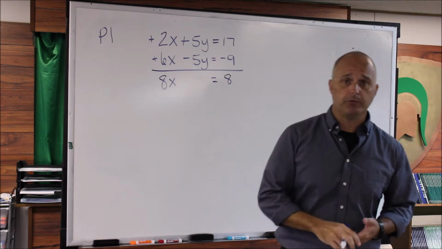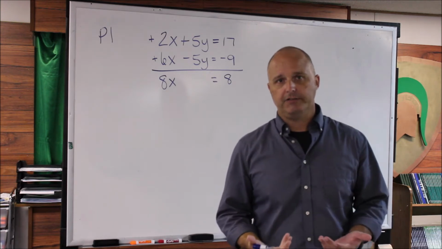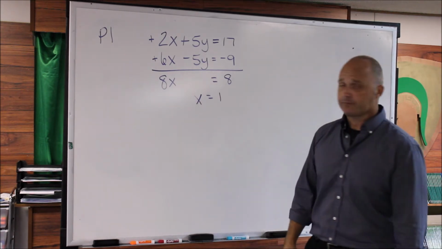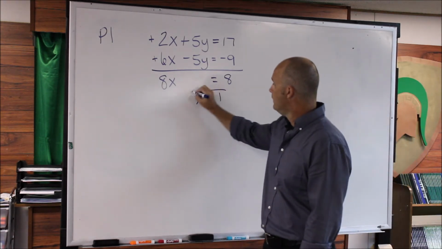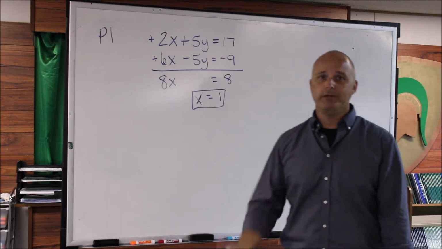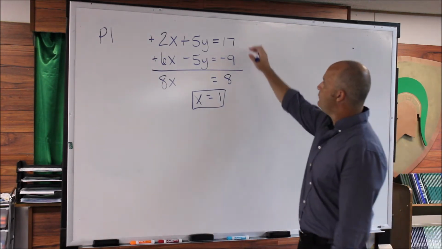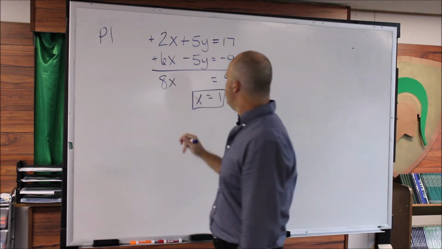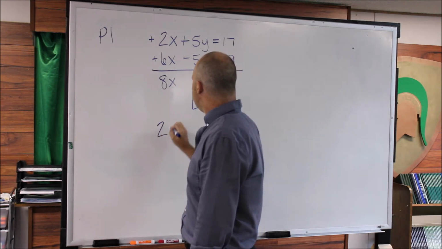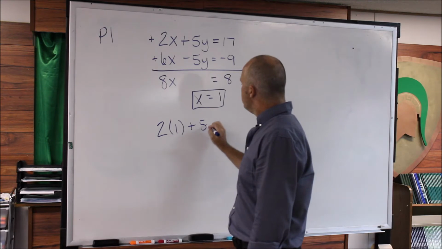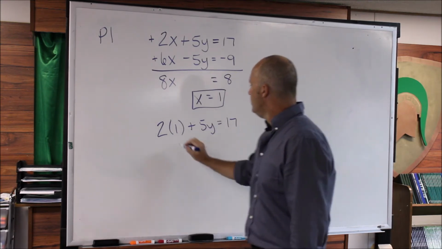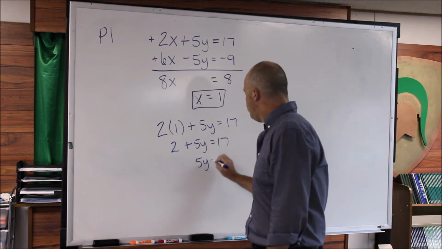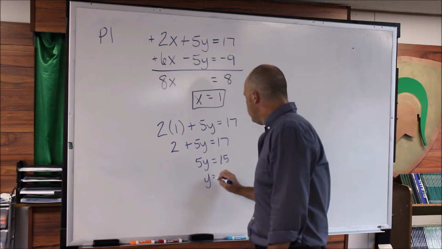Once you've eliminated one of the variables and you're left with just one, then it's just a matter of isolating that variable. So divide by 8, and you're going to get x is equal to 1. Now we take this solution here, this x equals 1. Now we go back and we do substitution. So you can choose either one of these equations to plug 1 in for. So let's do it for 2x plus 5y equals 17. So 2 times 1 plus 5y equals 17. So we get 2 plus 5y equals 17. 5y equals 15. And then y equals 3.